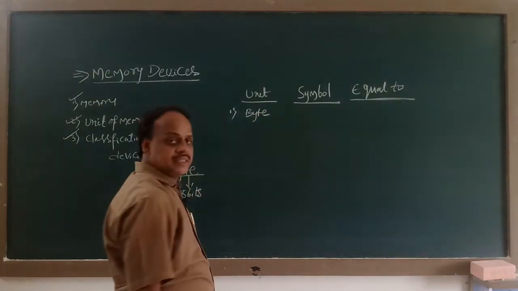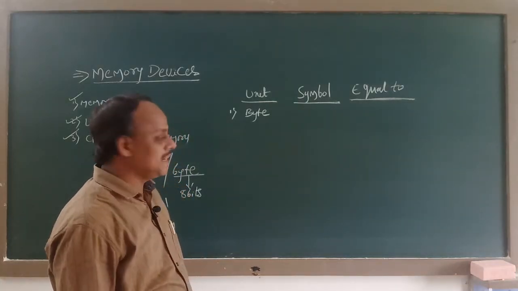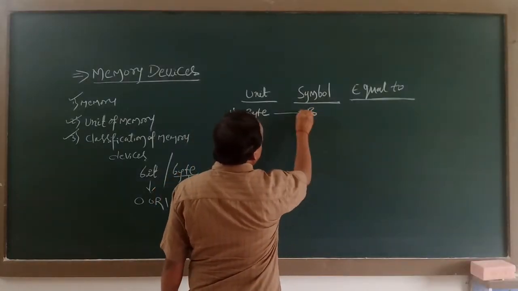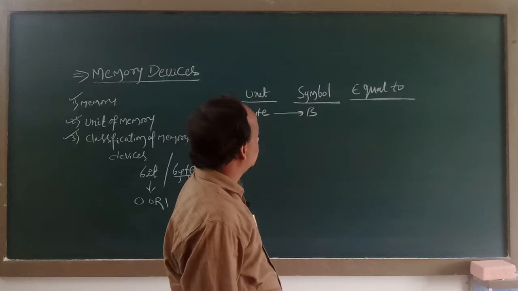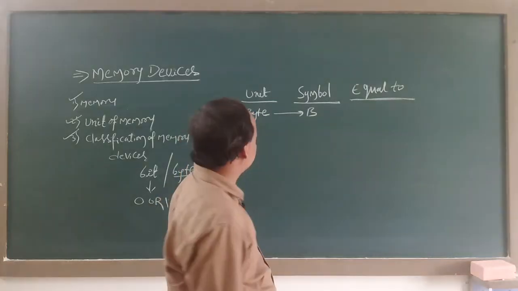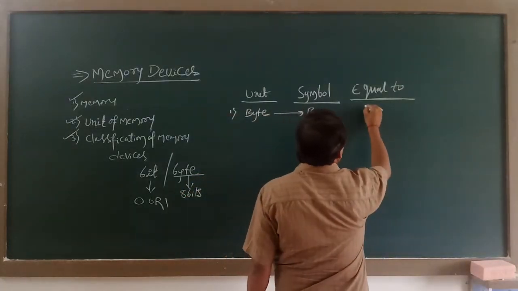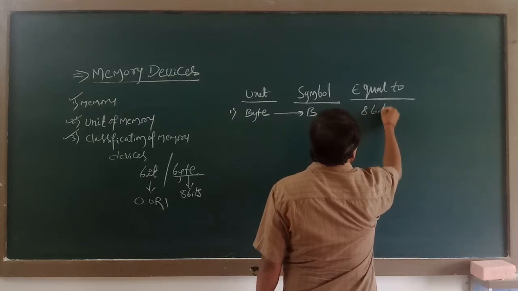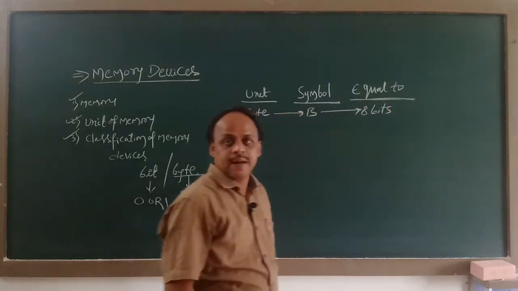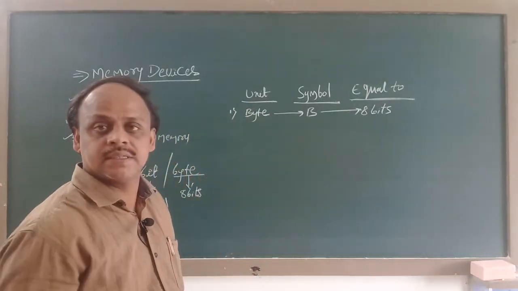See here, byte. Byte is one of the memory units, right? How do we represent a byte? The symbol of byte is capital B. So B indicates 1 byte. How much is 1 byte? It is equal to 8 bits. This capital B indicates byte. 1 byte means 8 bits.